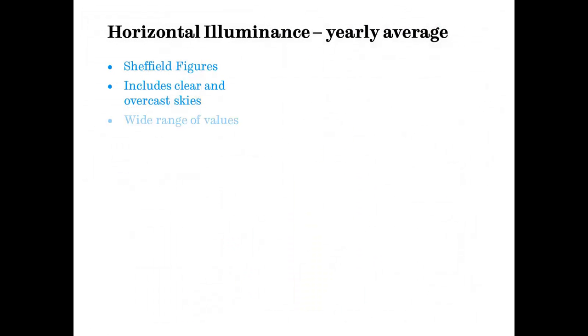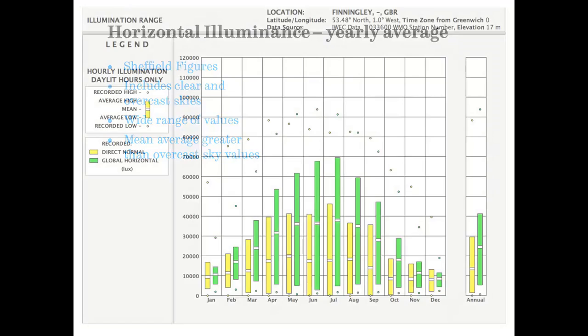Okay, so we get this wide range of values, and the mean average is greater than the overcast sky values. In other words, when you start to take into account all of the direct sunshine, you end up with a mean average which is greater than our overcast figures. And I'll come back to that later.